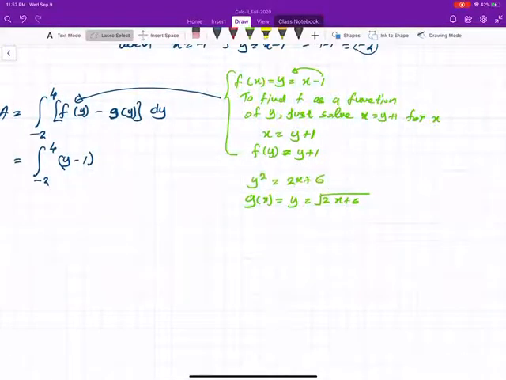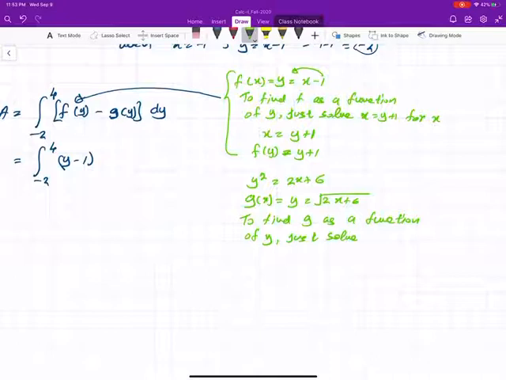Now this I decided to write extra here because it might be helpful for you to understand. To find g as a function of y, just solve y equals square root of 2x plus 6 for x. I'm going to solve that for x.